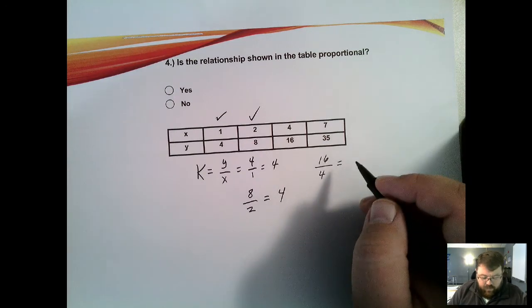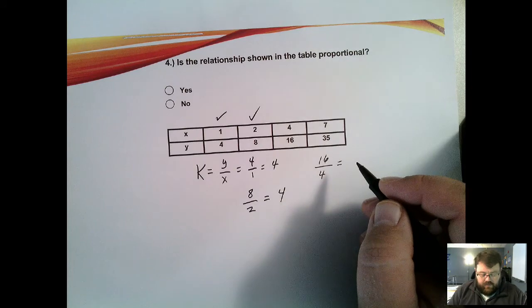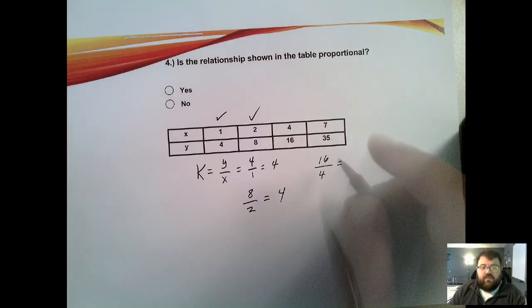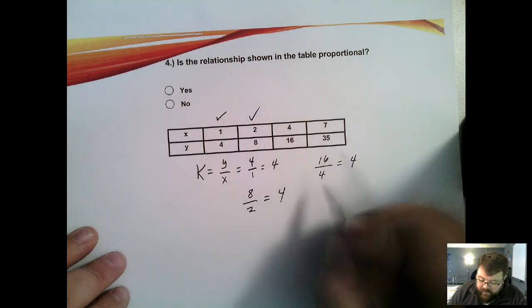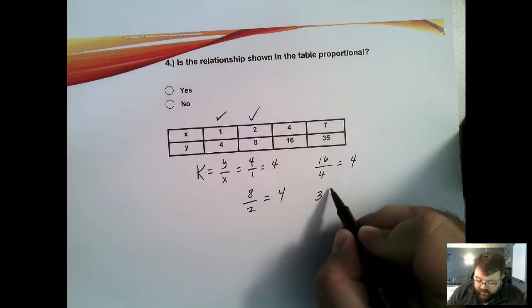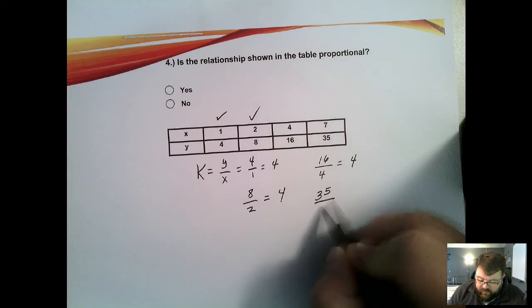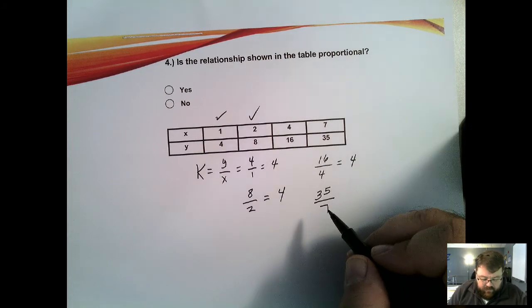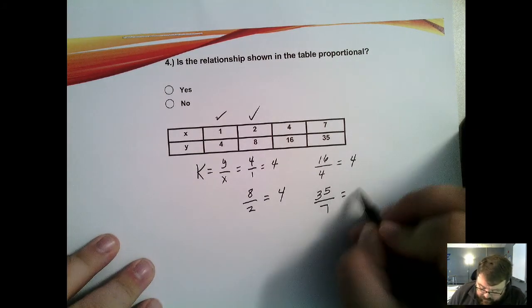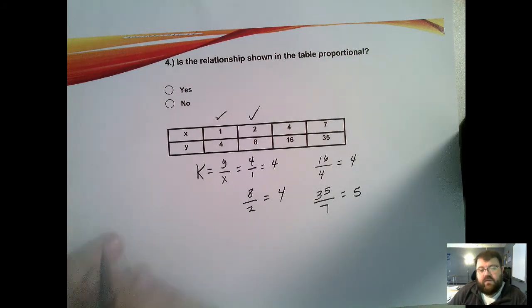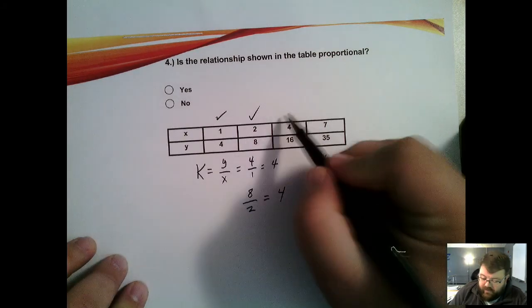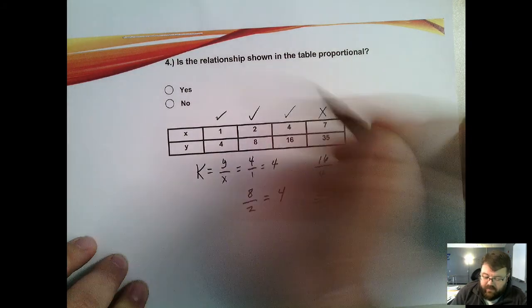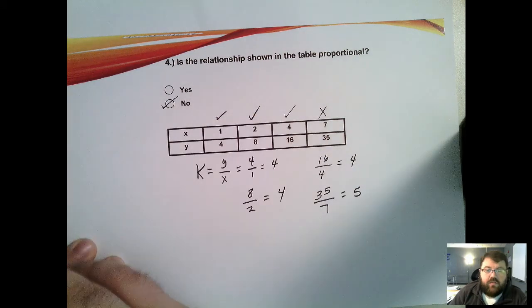Now, when we're doing these, a lot of students only want to check the first two, and as we found out, we need to check all of them. 16 divided by 4 is 4, and 35 divided by 7 is 5. Now, in looking at these, we are able to see that the first three have a constant, but the other one doesn't. So no, it's not proportional.